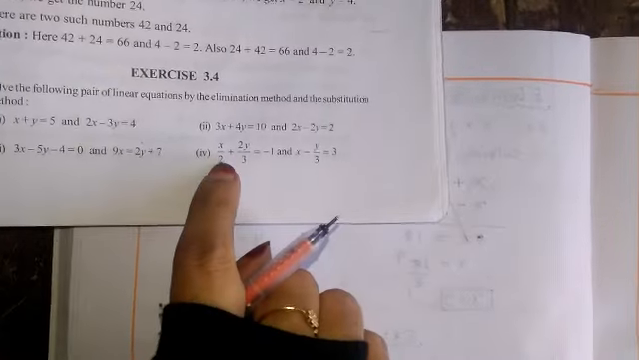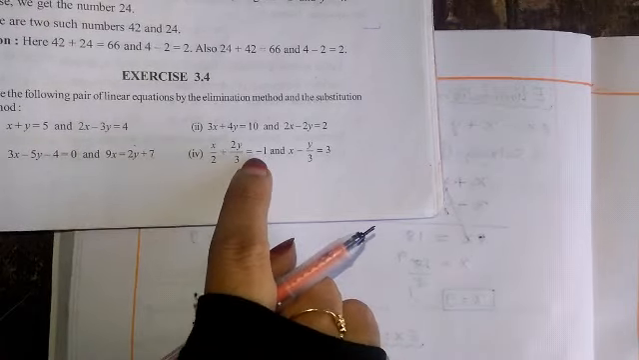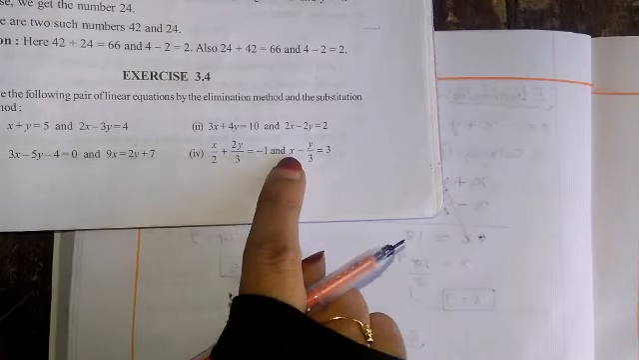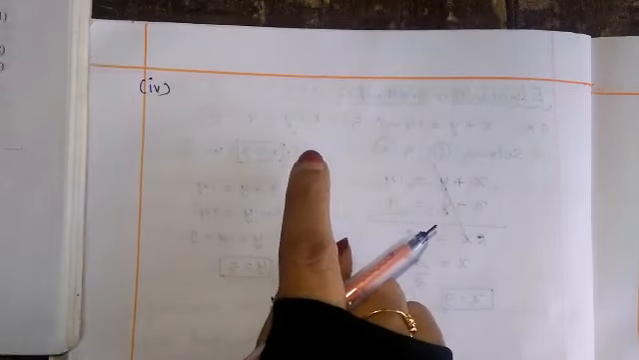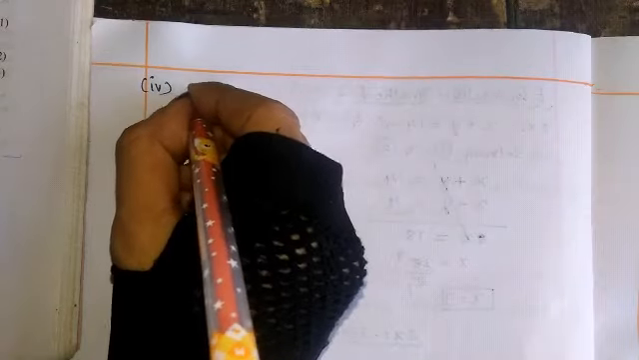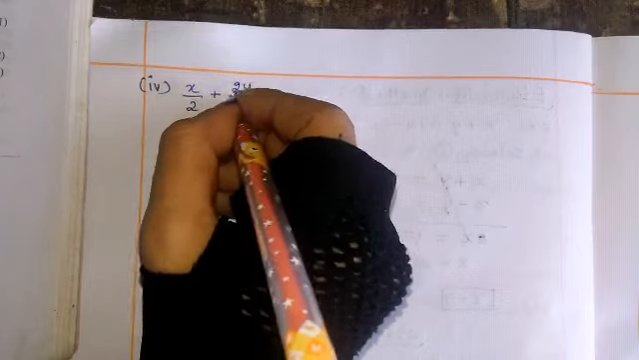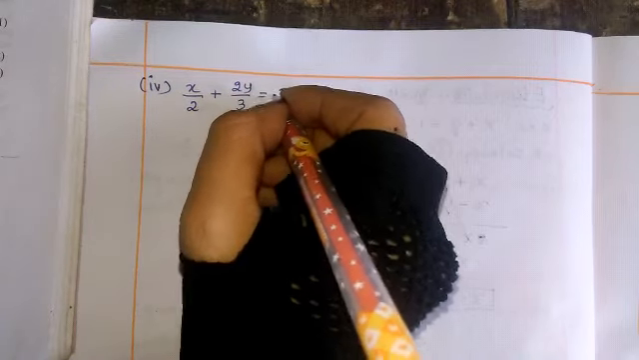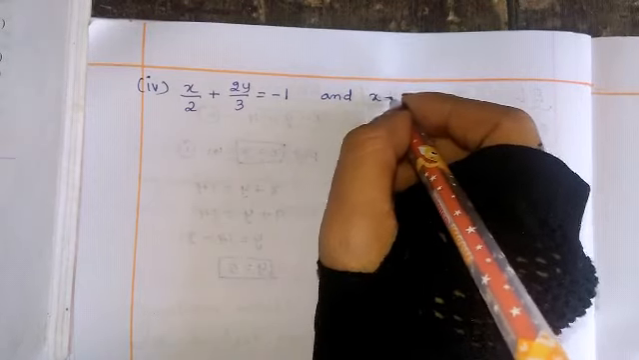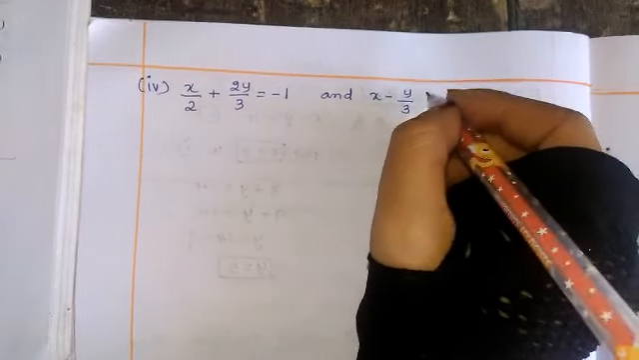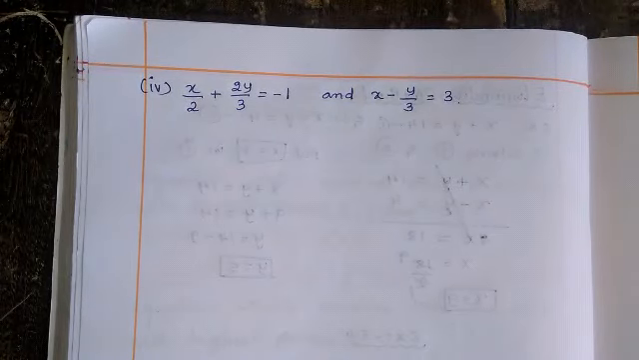Here see, x by 2 plus 2y by 3 is equal to minus 1 and x minus y by 3 is equal to 3. Let me write this question now. X by 2 plus 2y by 3 is equal to minus 1 and x minus y by 3 is equal to 3. Okay, let me solve this equation now.